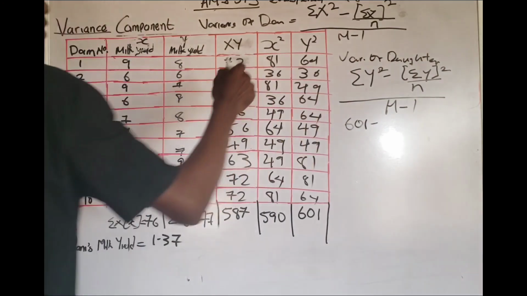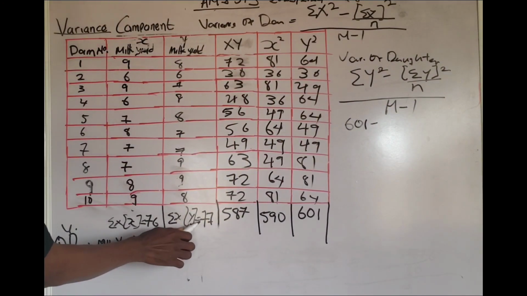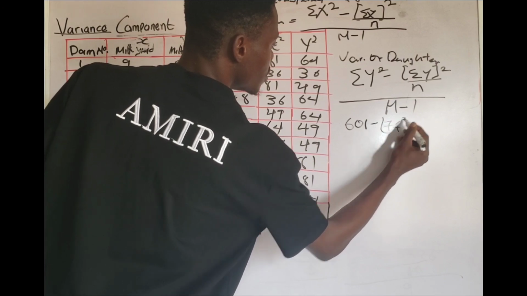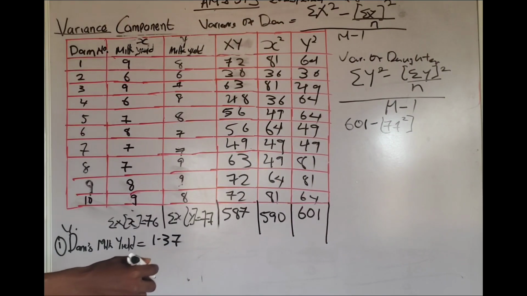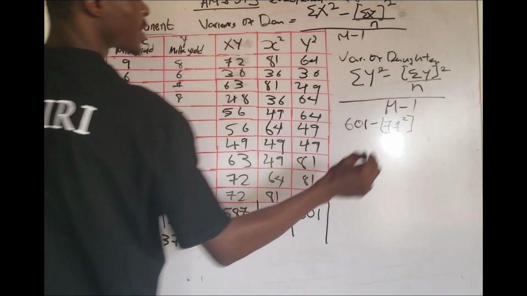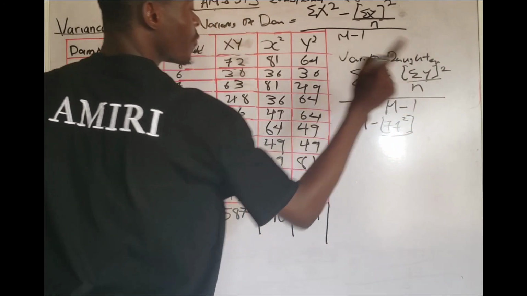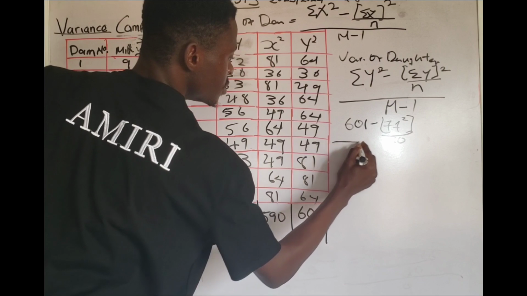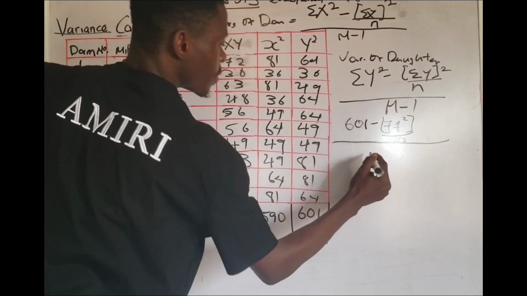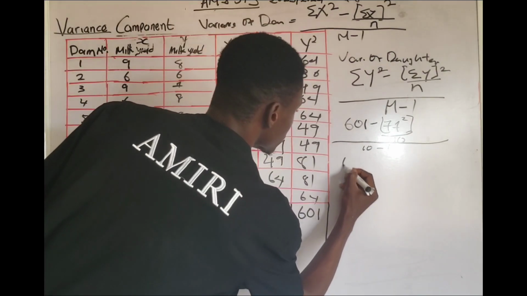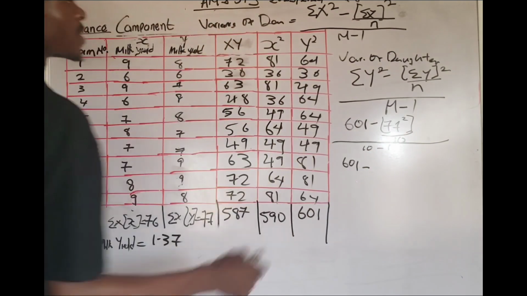In the table, summation y squared is 601, and summation y is 77, so we have 77 squared. The reason we are squaring 77 is that the formula said we should square it. Divided by n, which is 10, then n minus 1, which is 10 minus 1. So what is 601 minus 77 squared?